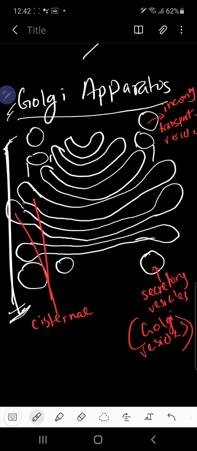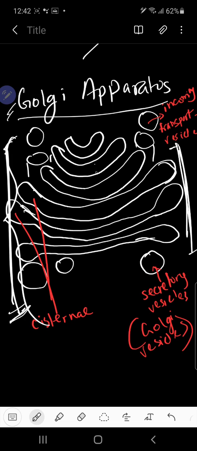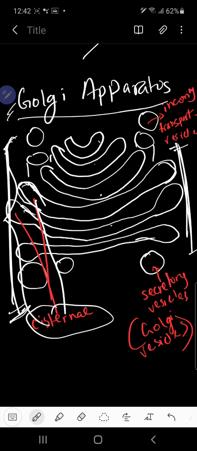Basically this entire structure can be said to form a stack. So these are sac-like structures which are stacked together. We can see there are many of these sac-like structures, so they appear to be a stack. Therefore we call it a stack of flattened sacs, and these sacs are called the cisternae. Each of these sacs can be referred to as a cisterna.